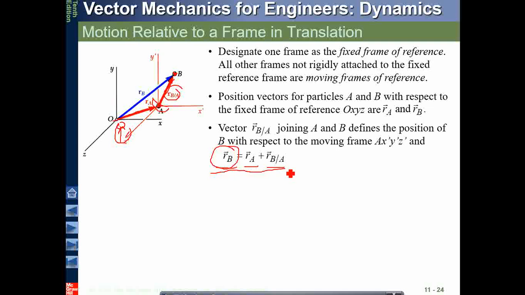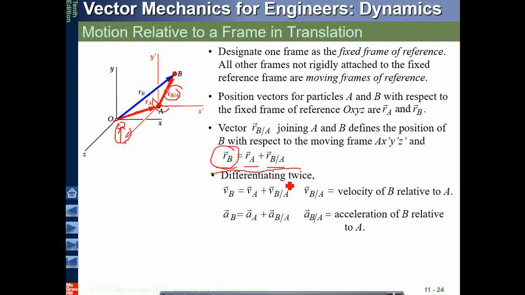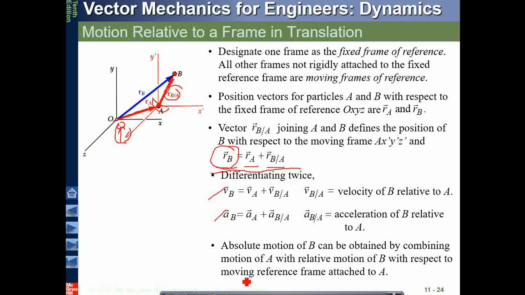So this is the motion relative to a particular frame. And similarly, this is a position. This can be differentiated to obtain the velocity of this movement, and double differentiated to obtain the acceleration of this movement.